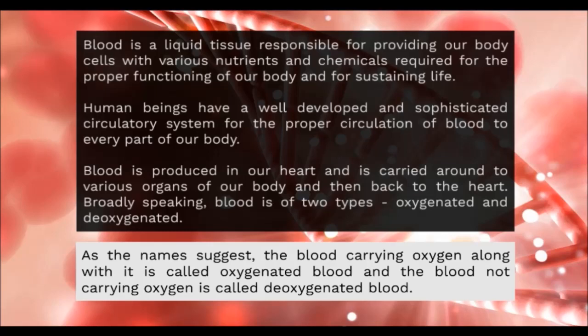Human beings have a well-developed and sophisticated circulatory system for the proper circulation of blood to every part of our body. Blood is produced in our heart and is carried around to various organs of our body and then back to the heart. Broadly speaking, blood is of two types, oxygenated and deoxygenated. As the name suggests, the blood carrying oxygen along with it is called oxygenated blood, and the blood not carrying oxygen is called deoxygenated blood.